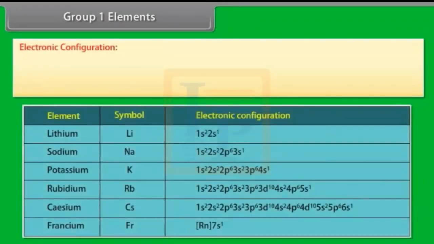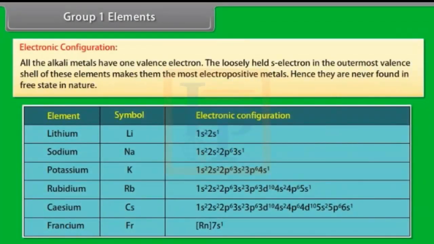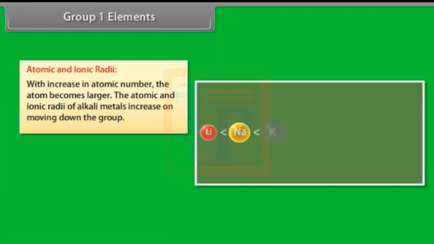Group 1 elements. Electronic configuration. All the alkali metals have one valence electron. The loosely held s electron in the outermost valence shell of these elements makes them the most electropositive metals. Hence, they are never found in the free state in nature. Atomic and ionic radii. With increase in atomic number, the atom becomes larger. The atomic and ionic radii of alkali metals increase on moving down the group.